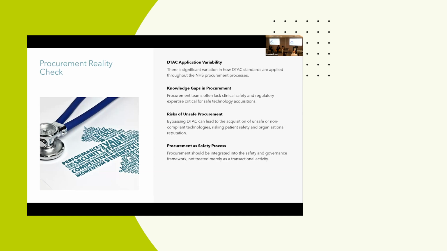Six months down the line, it's being used. Someone has a conversation around, oh, do you know about DCB 129160 or DTAC? All of a sudden, they're getting in touch with the official assurance people, and saying, oh, by the way, just to let you know, we've been using this for 6 months and we now need to get it assured. It's the wrong way round. So as you can see, bypassing DTAC can lead to unsafe or non-compliant technologies.